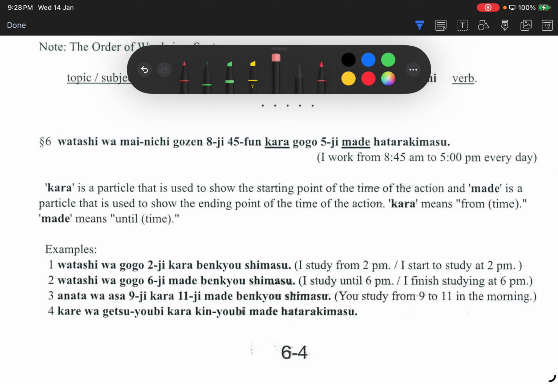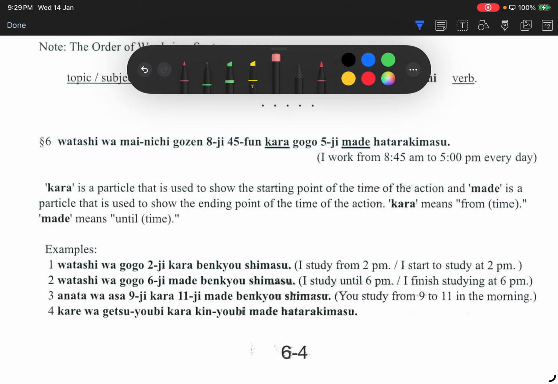It means to work. So the whole sentence again, 私は. The whole sentence is about me, right? 私は, what about 私, 毎日, every day. 午前 AM 8:45 from から, so from AM 8:45, 5時まで, so until 5 PM. Until 5 PM what do you do? 働きます.